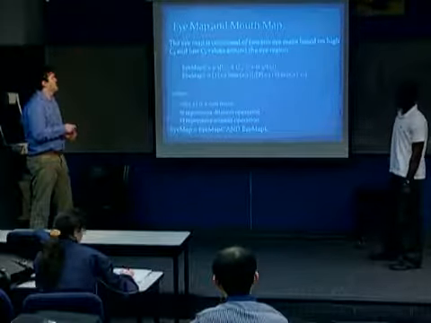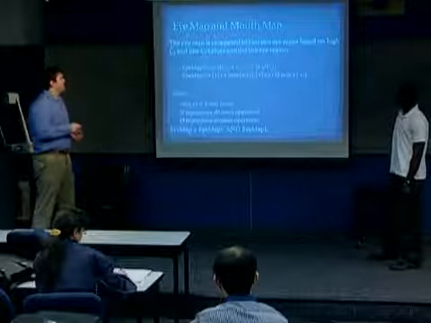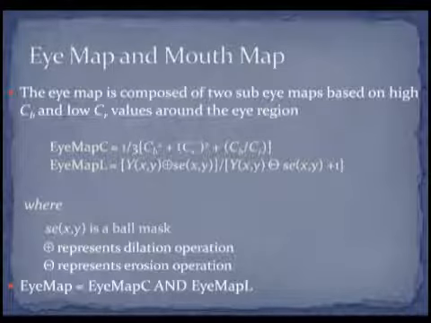The second eye map takes the luminance component, puts it through a dilation operation with a ball structuring element, and divides it by, again, the luminance component with an erosion operation. The +1 is to ensure there's no division by 0. After both EyeMap C and EyeMap L have been found, they can be multiplied together to form the complete EyeMap.